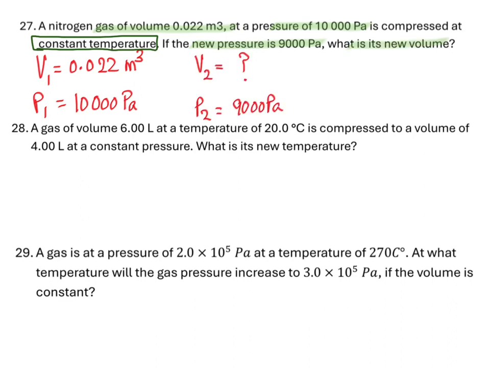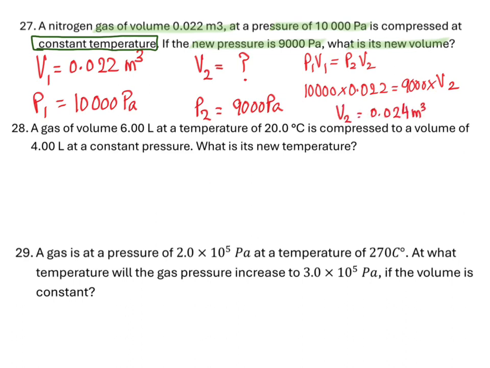what is the new volume? So we know that constant temperature means we are going to use Boyle's law, which says that P1 V1 equal P2 V2. Just substitute all the numbers and use the calculator to get the value for V2, 0.024. Do not forget the unit for volume is meter cube. It's also given in the question itself. You can see that volume unit is meter cube.